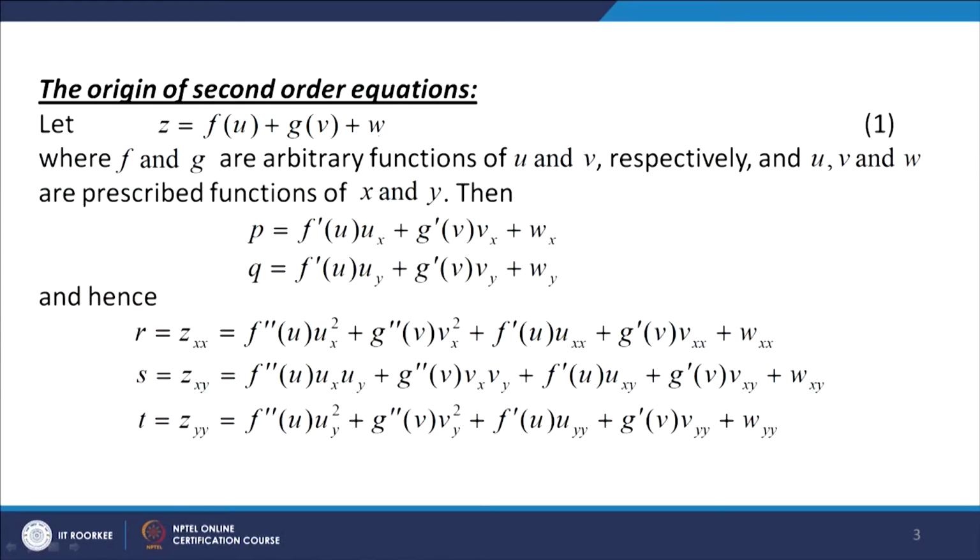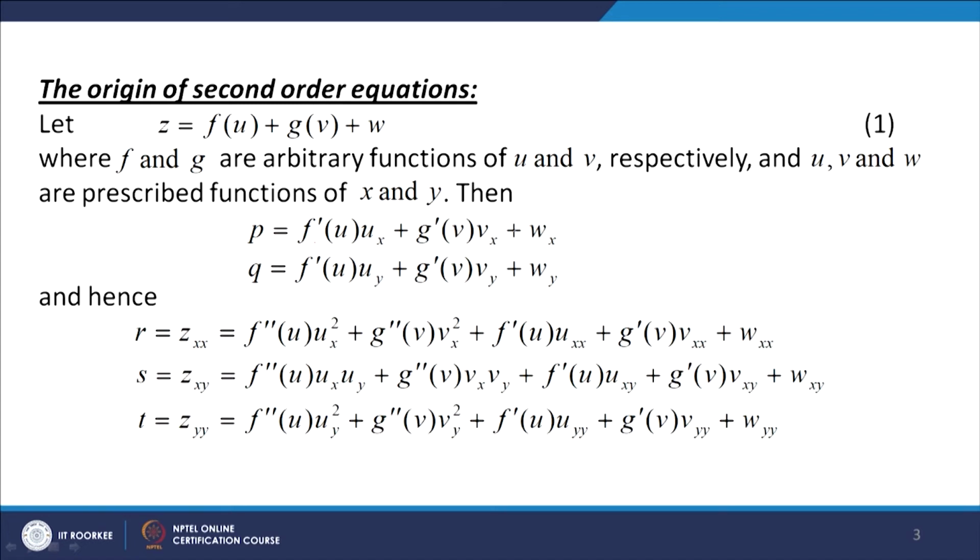So let us consider the equation z equal to f(u) plus g(v) plus w, where f and g are arbitrary functions of u and v respectively, and u, v and w are prescribed functions of x and y. Then you differentiate this equation with respect to x partially, so that you get the partial derivative of z with respect to x, which is p equal to f dash u into ux, plus g dash v into vx plus wx.